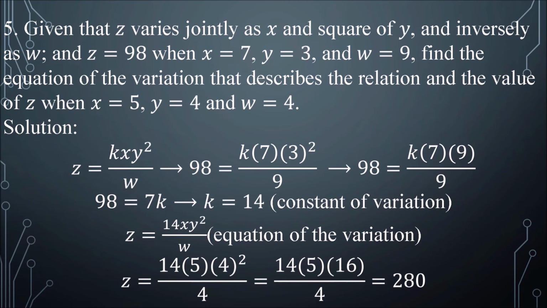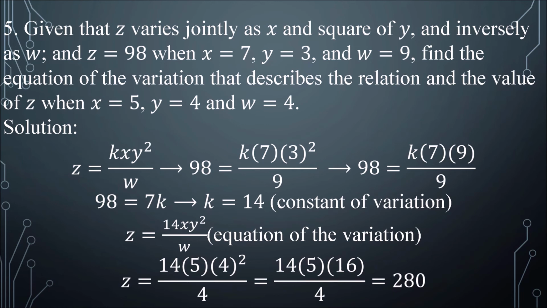We simplify this, we have k times 7 times 9, because 3 squared is 9. And then as you can see, 9 divided by 9, we just cancel this. So the remaining now is k times 7, which is 7k. So 98 is equal to 7k. Divide both sides by 7 to get k is equal to 14. And that 14 is the constant of variation.